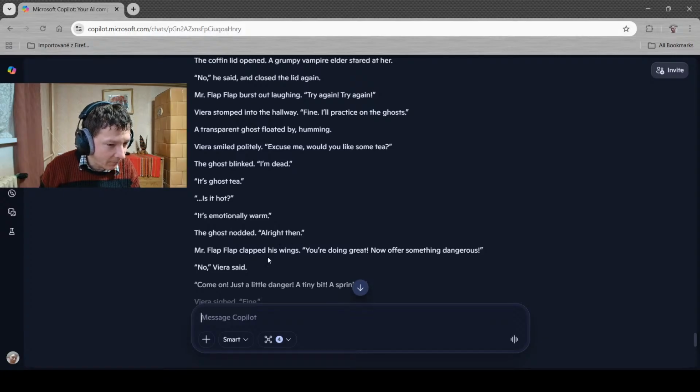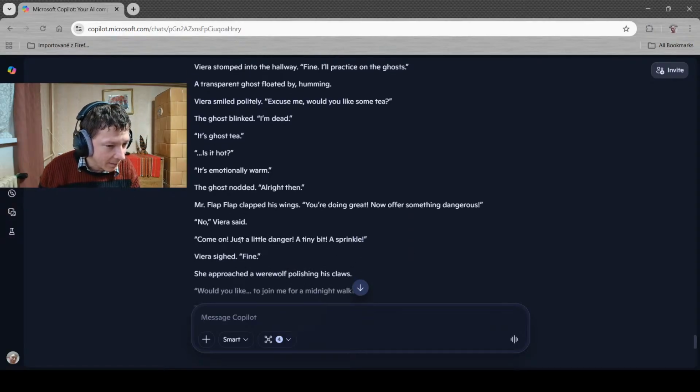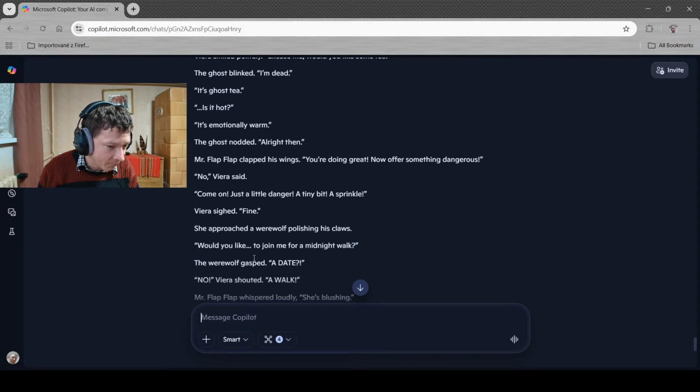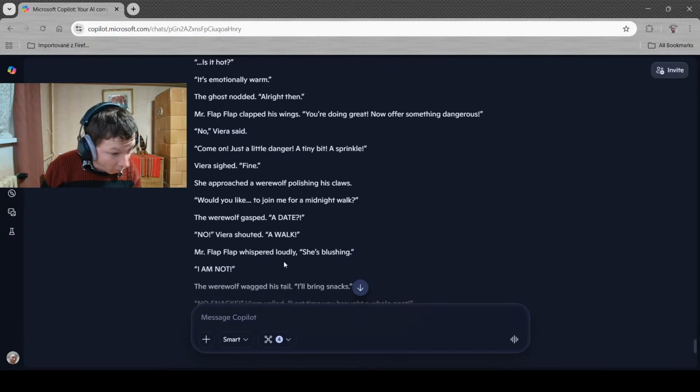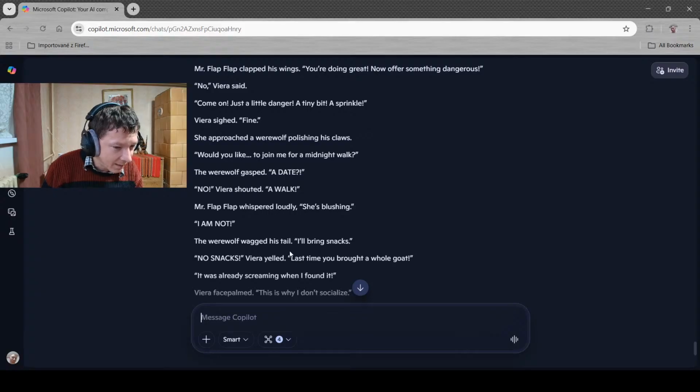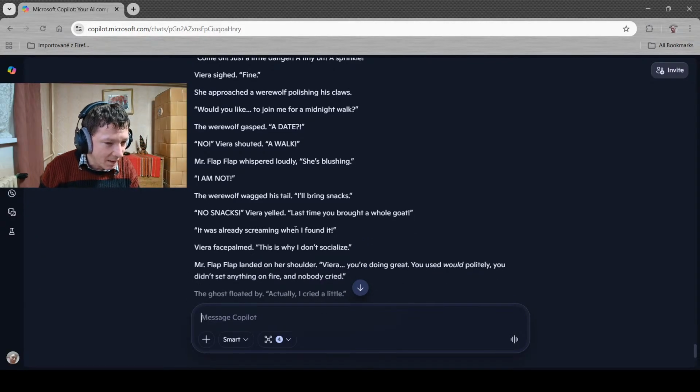"All right then." Mr. Flap-Flap clapped his wings. "You're doing great. Now offer something dangerous." "No," Viera said. "Come on, just a little danger. A tiny bit. A sprinkle." Viera sighed. "Fine." She approached a werewolf polishing his claws. "Would you like to join me for a midnight walk?" The werewolf gasped. "A date?" "No!" Viera shouted. "A walk!" Mr. Flap-Flap whispered loudly. "She's blushing." "I am not." The werewolf wagged his tail. "I'll bring snacks." "No snacks," Viera yelled. "Last time you brought a whole goat." "It was already screaming when I found it." Viera face palmed. "This is why I don't socialize."